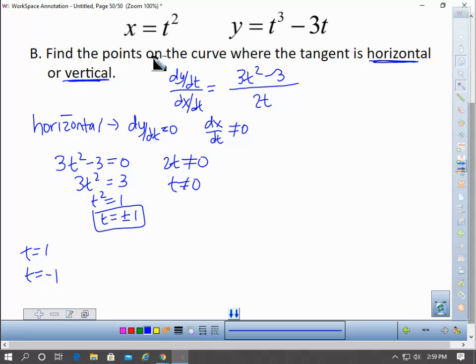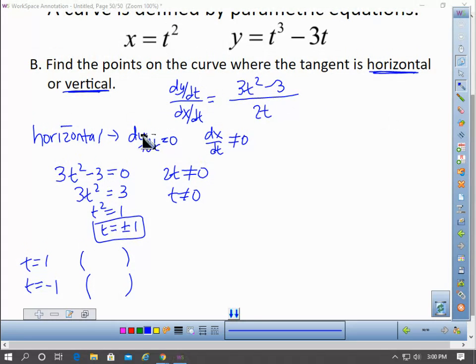Okay, so it says find the points. Well, so then how do you find your points? Well, t is 1, you just put a 1 in up here in these equations. So when t is 1, the x-coordinate's 1. When t is 1, the y-coordinate's negative 2. Just putting a 1 in up here.